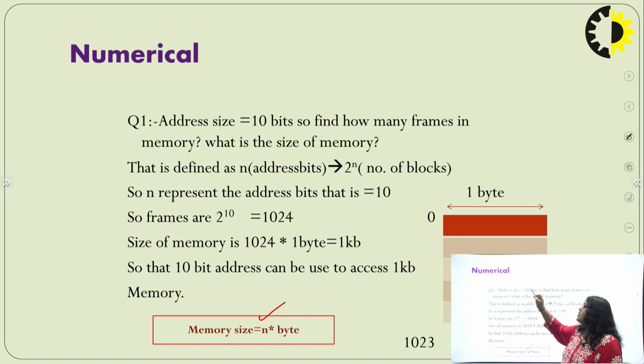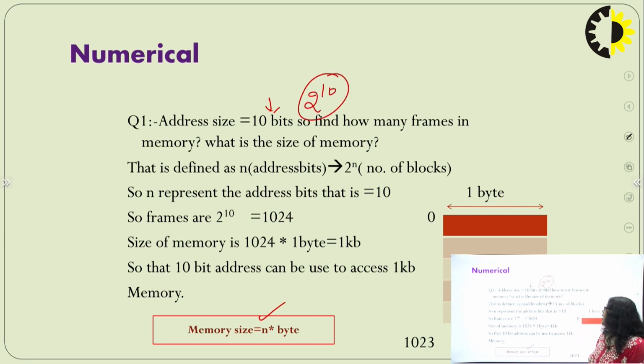This is the address bits of the main memory. When it is 10, it is basically 2 to the power 10 for finding the total number of frames. So it is 1024. The total frames are 1024. The size of memory is n multiplied by the bytes. Byte means 1 byte, and 1 byte equals 8 bits, because the information is given in bit form. So it is basically 1024 multiplied by byte, so it is 1 KB. This is the solution of the first question.